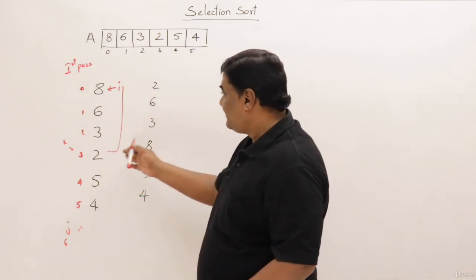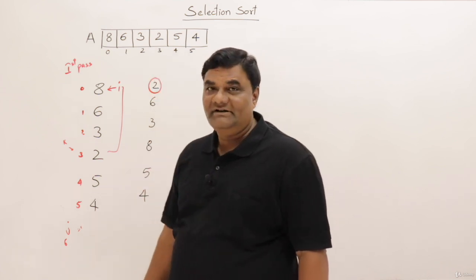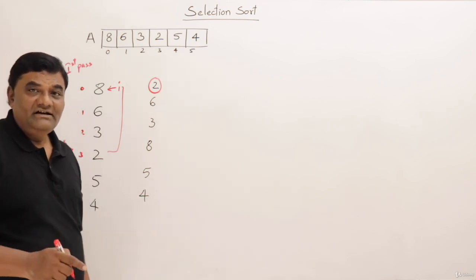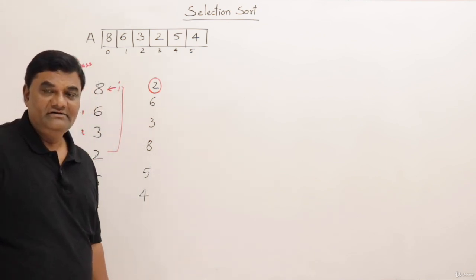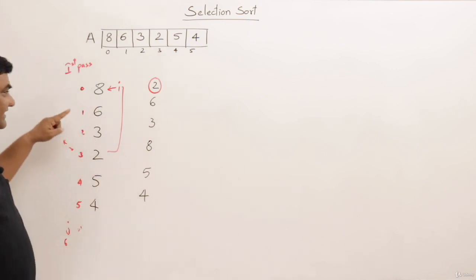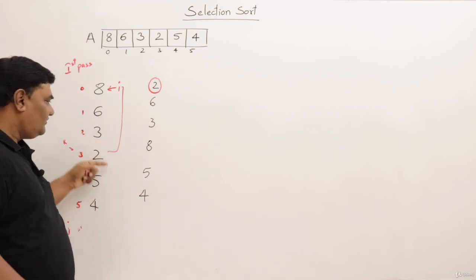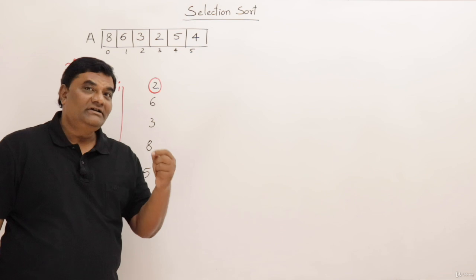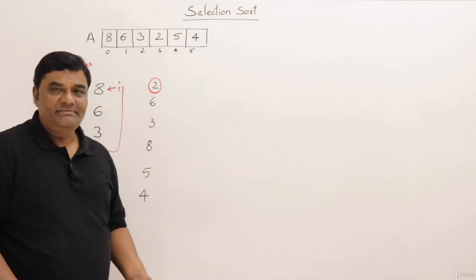Now this is the result of the first pass and this element is sorted. First element is sorted. So in one pass we got one element sorted, and that is the smallest element in the list. What we did is we selected a position, that is first position, index 0, and found an element for that particular position. So we got the smallest element for that position. This was the first pass.